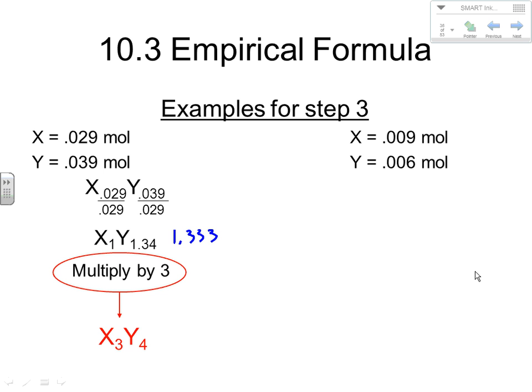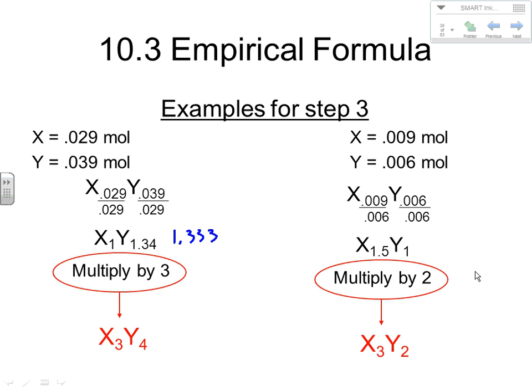Next problem, if you got 0.009 moles of X and 0.006 moles of Y, same thing. Write it as a formula, divide by the smallest, and see what your calculator gives you. In this case, notice you're at a half. Doubling a half would give you a whole. So I'd multiply both of these by 2, and I get X3, Y2.